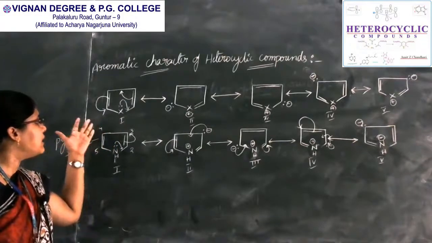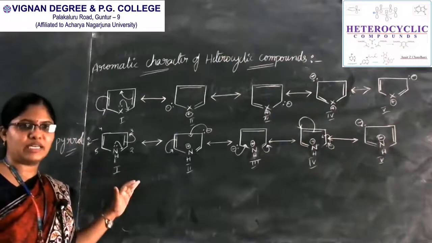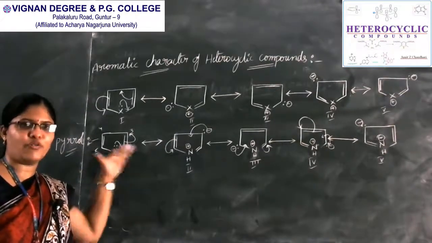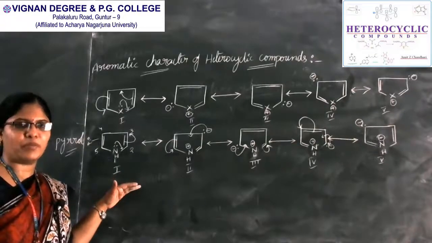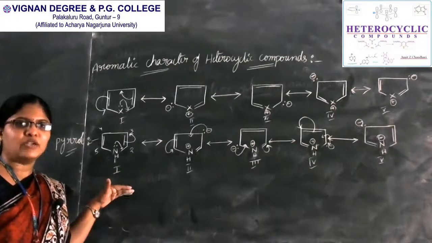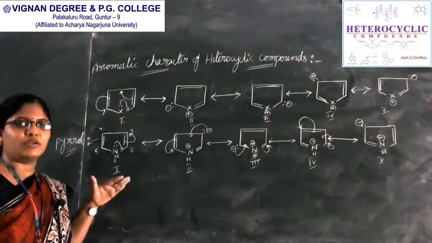The resonance energy of pyrrole, thiophene, furan is half of the resonance energy of benzene. In pyrrole, it is 16 kilocalories per mole. In thiophene, it is 27 kilocalories per mole, and in furan, it is 21 kilocalories.